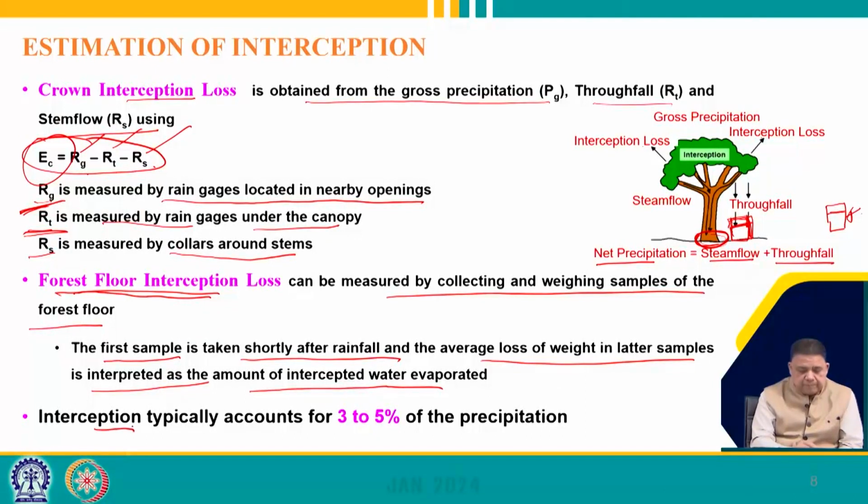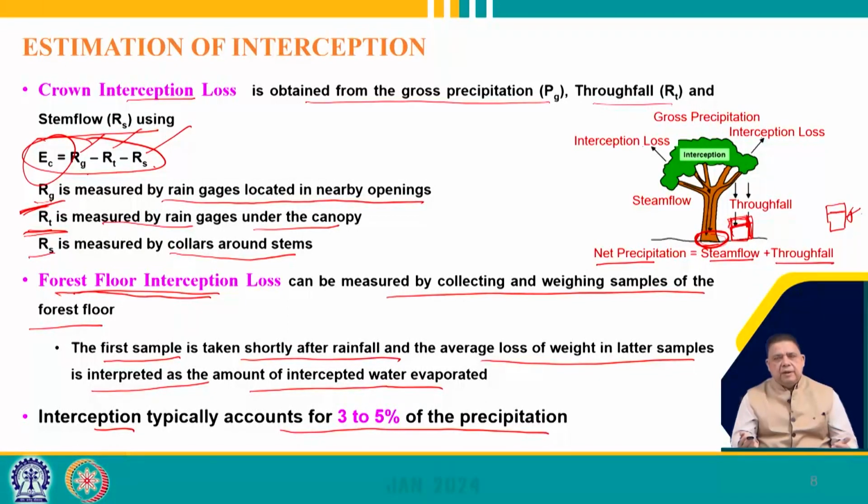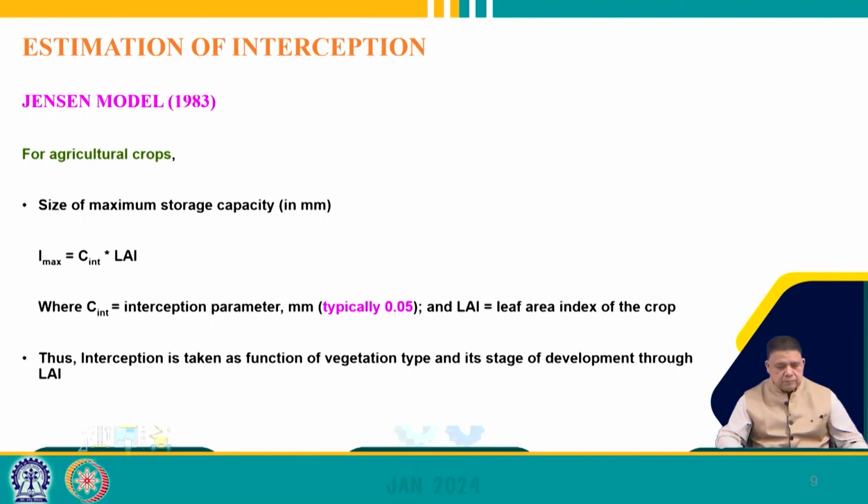Typically, interception accounts for 3 to 5% of the total precipitation in normal circumstances. Because it only accounts for 3 to 5%, many times in hydrological modeling, when we take a comprehensive model, this portion may be neglected because of its small magnitude. But there are many other models which take this interception loss into account while modeling or calculating the entire water balance equation.